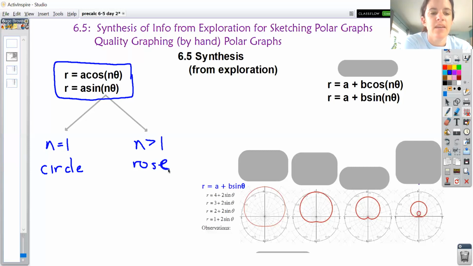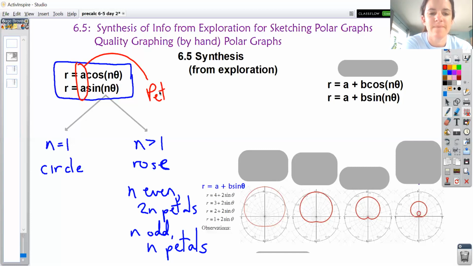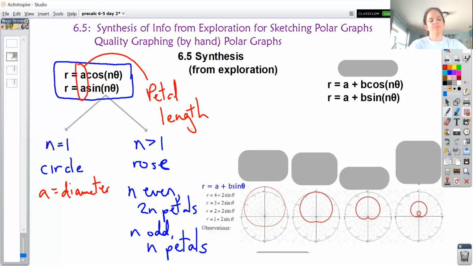And we had said that if n was even, then there are 2n petals. If n is odd, there are n petals. We had also said that in both of these cases, that A was the petal length, which coincidentally, like in the case of a circle, then A would be the diameter of the circle. You can also just be safe thinking of it as petal length.